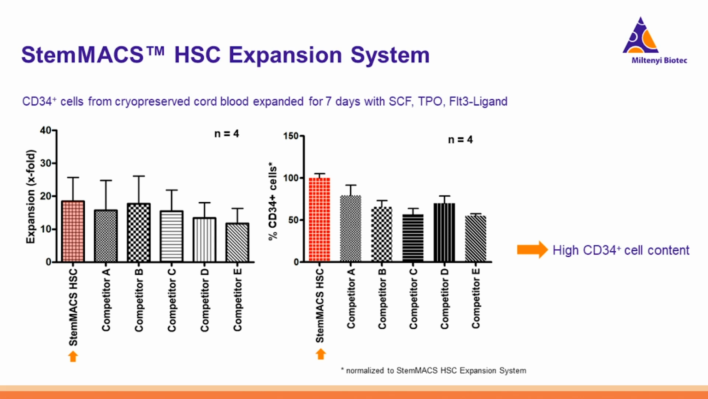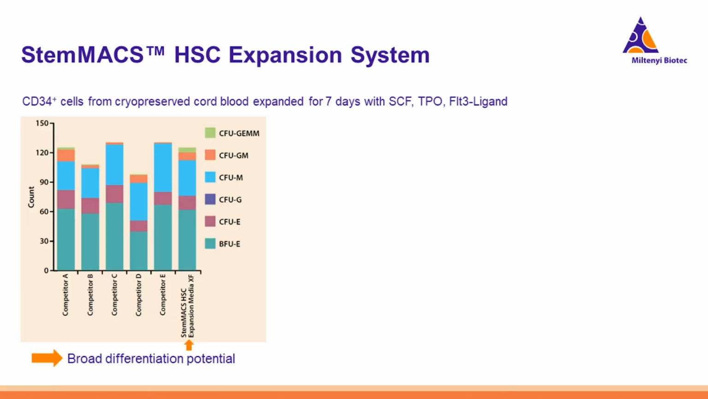On the right side, the CD34+ cell content is shown. For visualization, the results were normalized to the StemMax HSC expansion system. When looking at the CD34+ cell content after expansion, the StemMax HSC expansion system performed consistently among the best HSC culture systems. Thus, our StemMax HSC expansion system provides high CD34+ cell content.